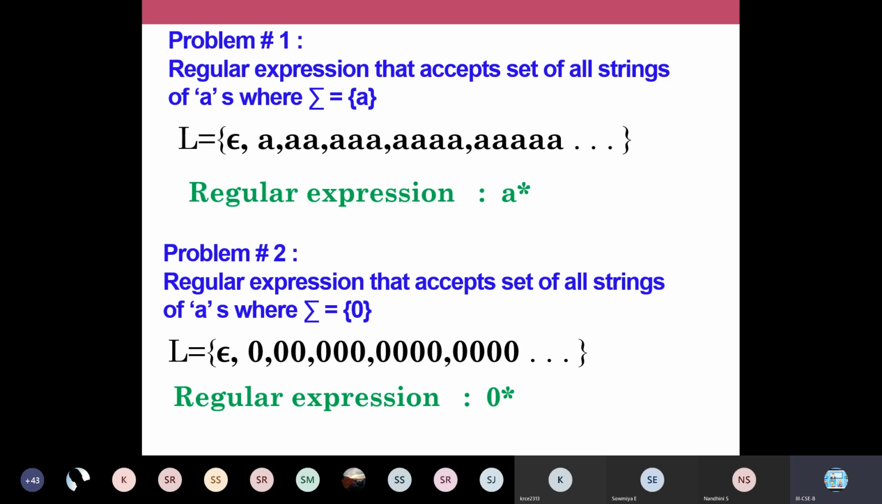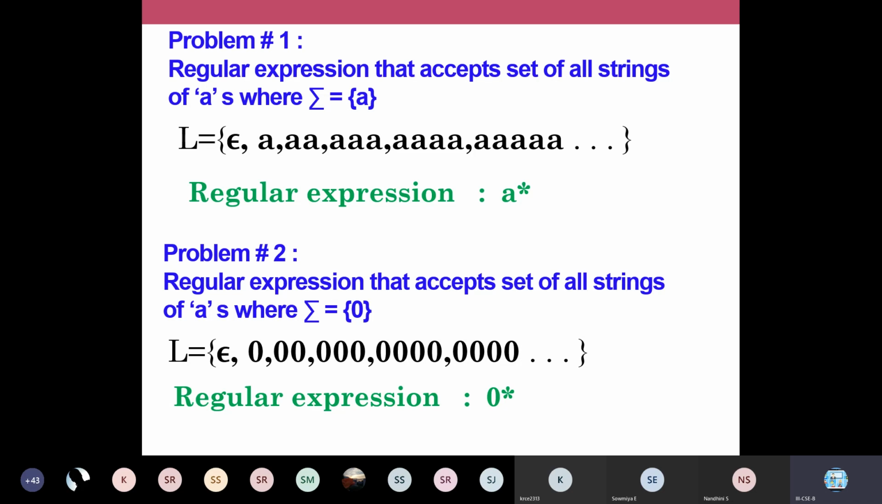Regular expression that accepts set of all strings of zeros. Instead of A, you write zeros here. So if it is zeros, your language is going to be the same. I have just replaced all the A's with zeros. Okay, so we'll see just the samples of problems.